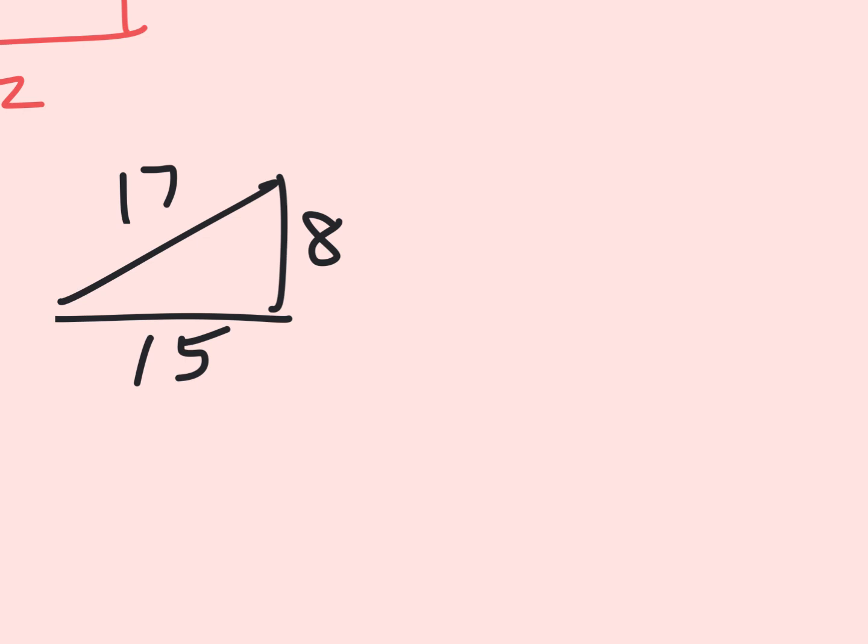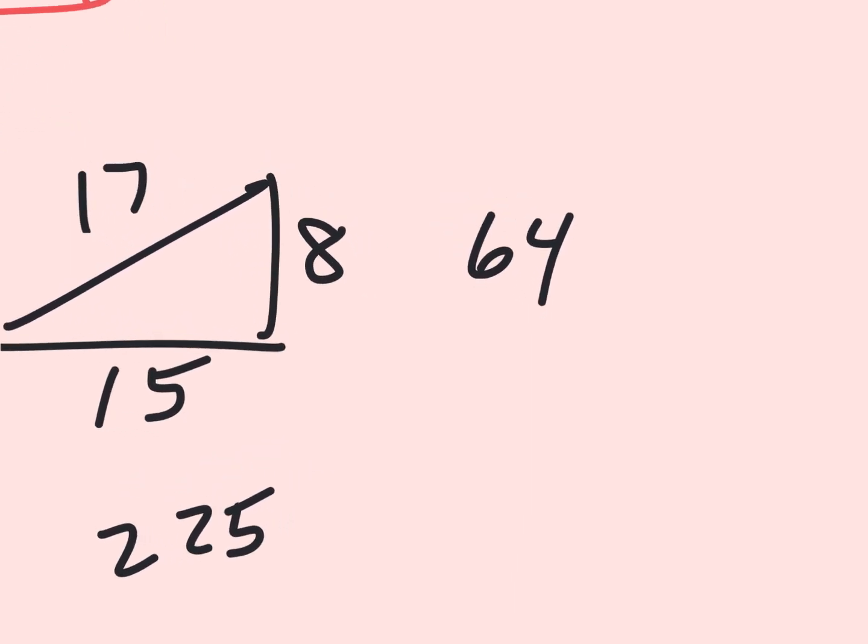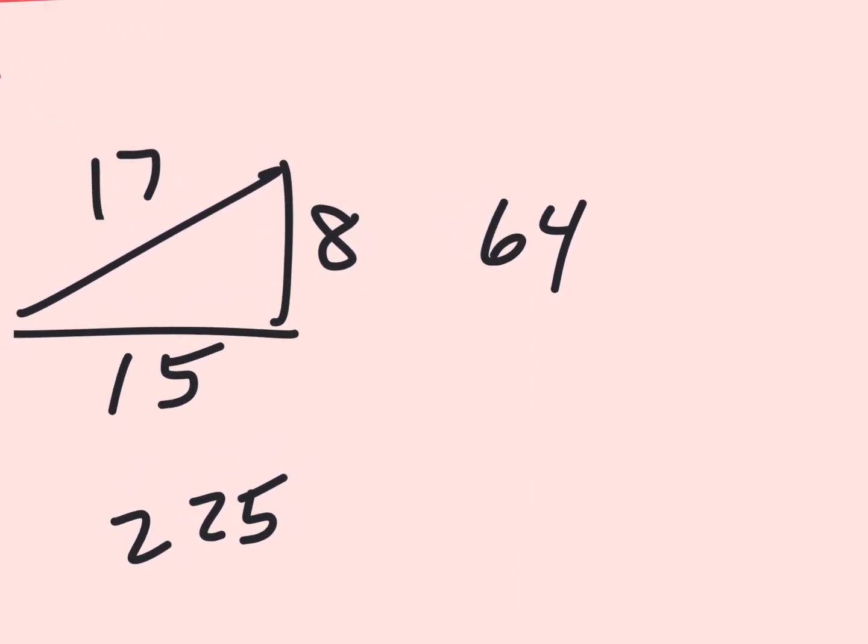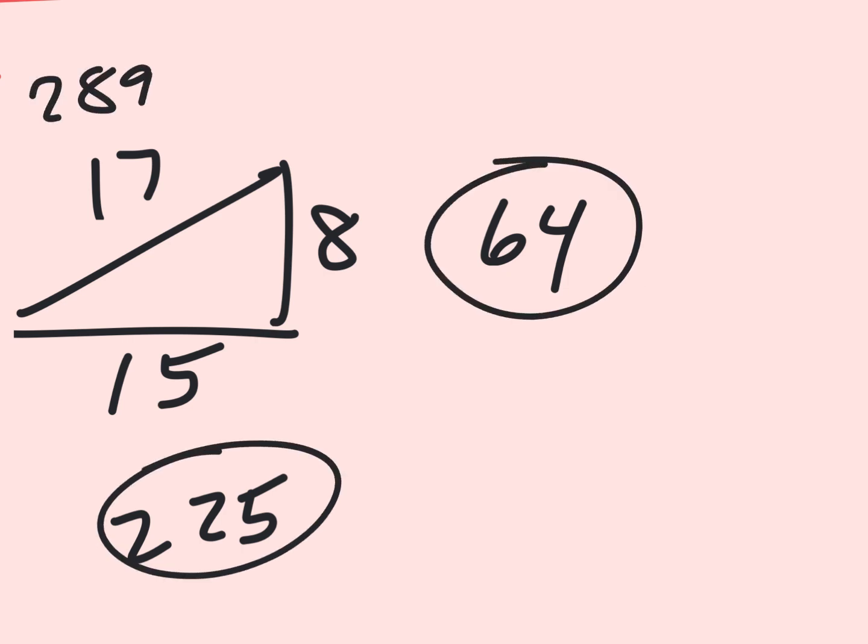A squared plus B squared equals C squared, right? So this is 64, and this is 225. Somebody help me with 17 squared. What? 289. Does this and this really add up to 289? All right, looks like it does.